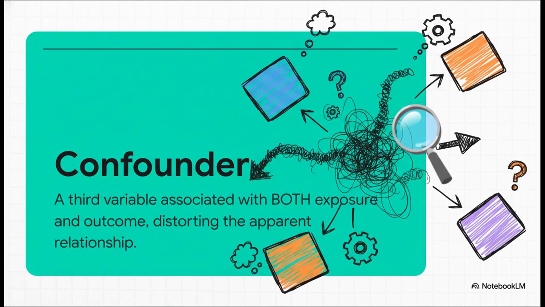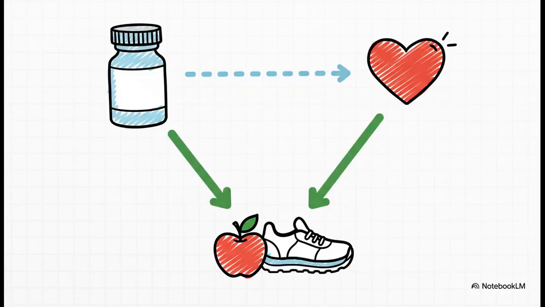This third wheel gets in the middle and distorts the relationship we're trying to see, making it look like there's a link when there isn't, or hiding one that's actually there. The absolute classic example that everybody in this field knows is the story of hormone replacement therapy, or HRT. Early studies seemed to show that HRT was amazing for preventing heart disease, but it turned out to be wrong. Why? The results were confounded by socioeconomic status. The women who were taking HRT tended to be wealthier, more educated, and had healthier lifestyles to begin with. It was that background, not the drug itself, that was responsible for the lower risk.